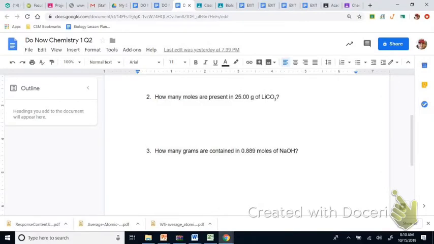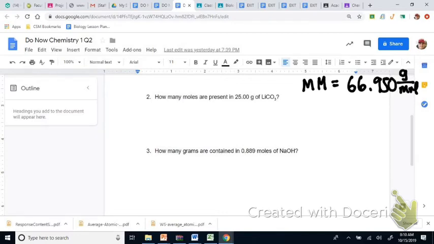Question 2: how many moles are present in 25 grams of lithium carbonate? So we need to find the molar mass of lithium carbonate. The molar mass of lithium carbonate is 66.950. Remember, that's grams per mole.